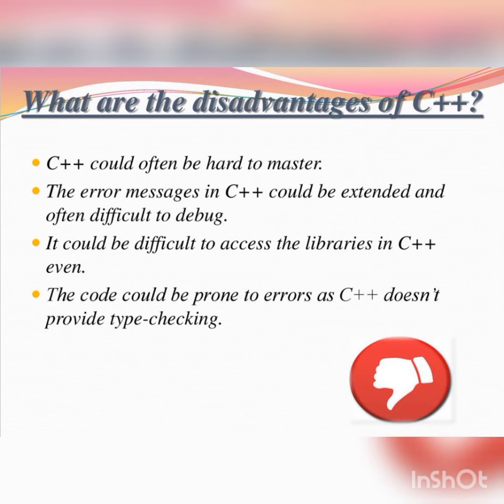The error messages in C++ could be lengthy and are often difficult to debug. Debug means to locate and remove errors. At runtime, it is difficult to debug the messages. We have three types of errors: runtime errors, execution errors, and syntax errors. Sometimes it's difficult to locate the errors.